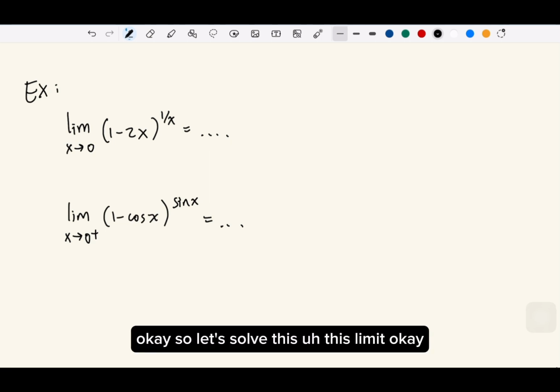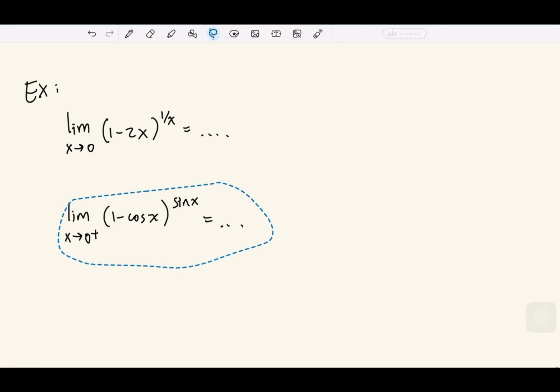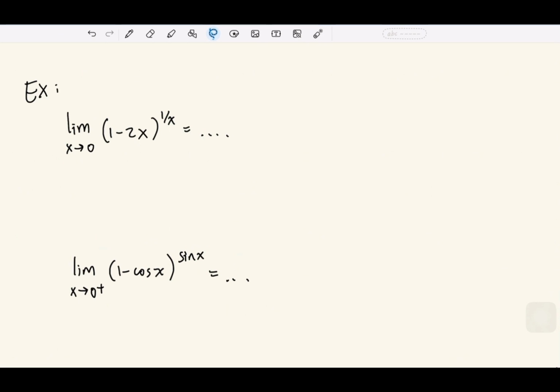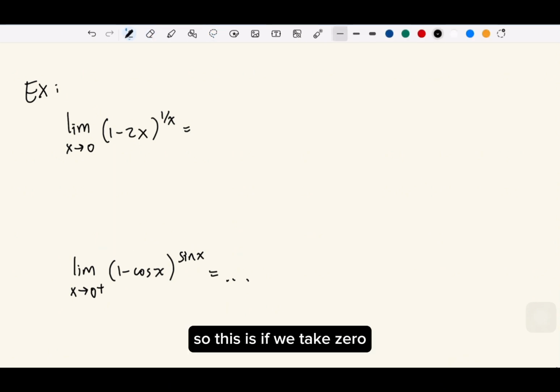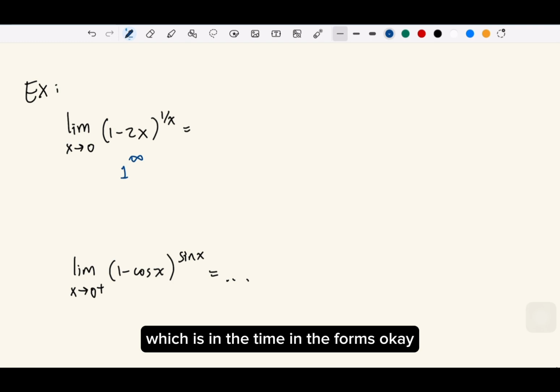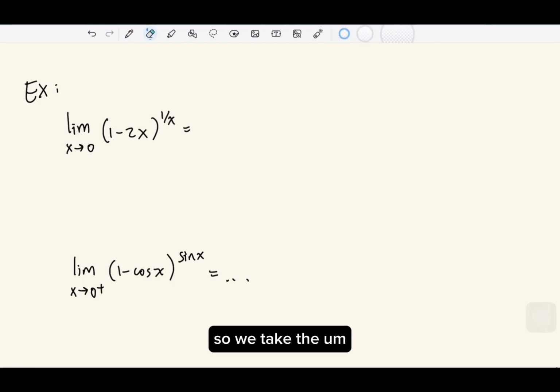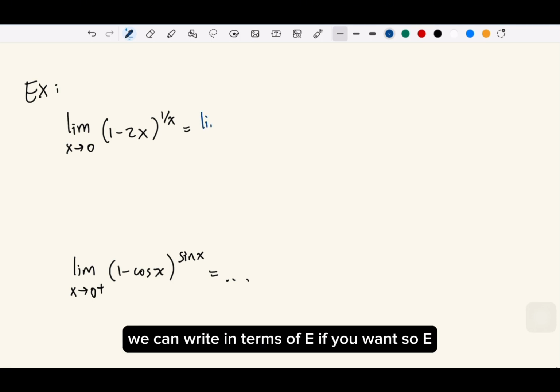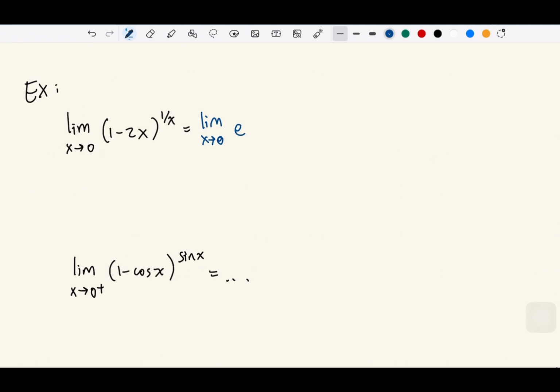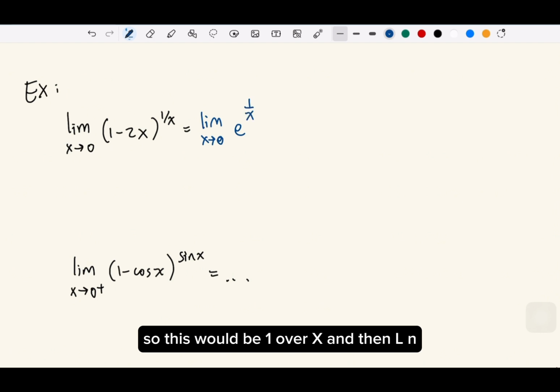Okay, so let's solve this limit. If we take x to 0, this will be 1 with power infinity, which is an indeterminate form. So we can write it in terms of e if you want. So e with power of the ln. This will be 1 over x and then ln.